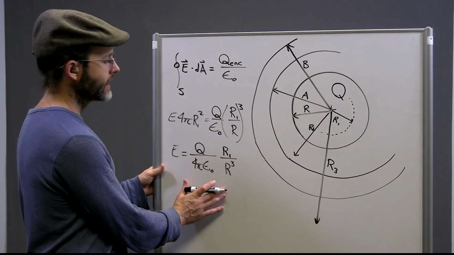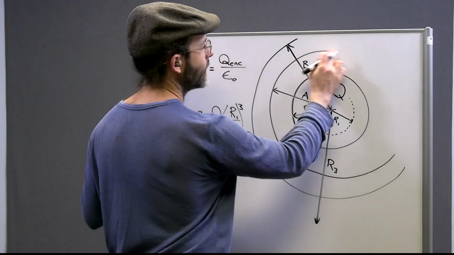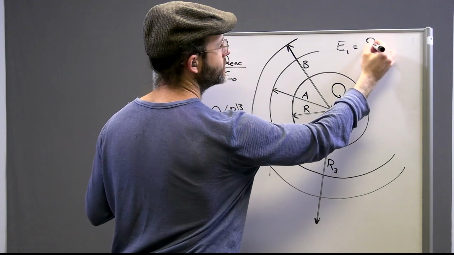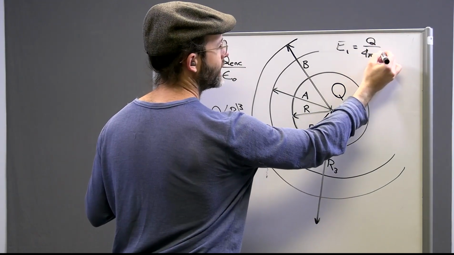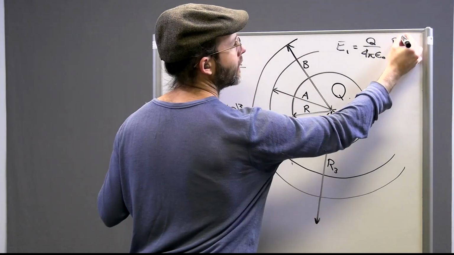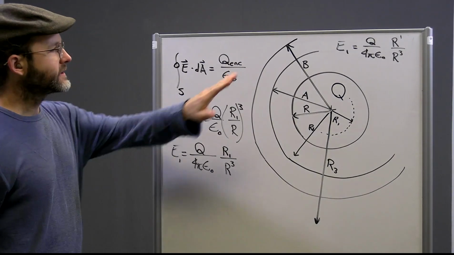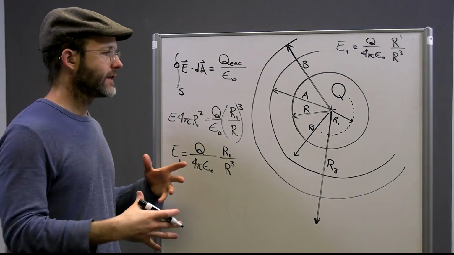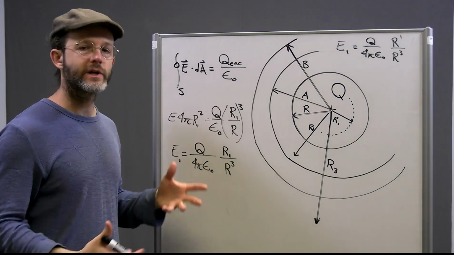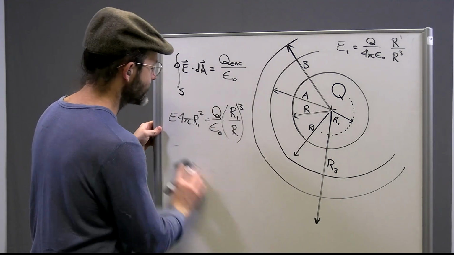Okay, now we want to hang on to this. I'm going to label this as E1, so I'm going to write that over here. E1 equals Q over 4 pi epsilon naught, and then we have R1 over R cubed. Okay, that's just for safekeeping, so that when we're finished with this problem, we can compare the strengths of these different electric fields. All right, so start again.